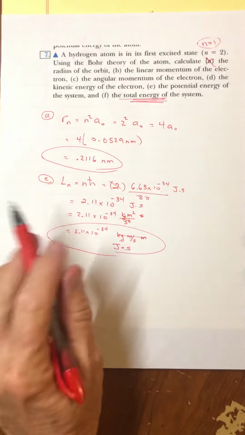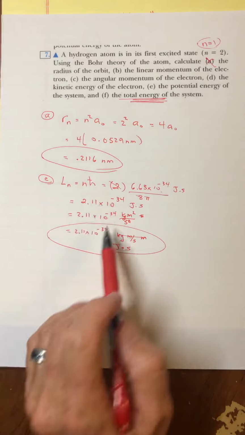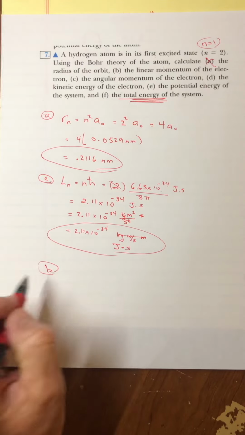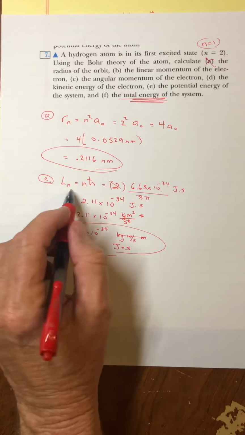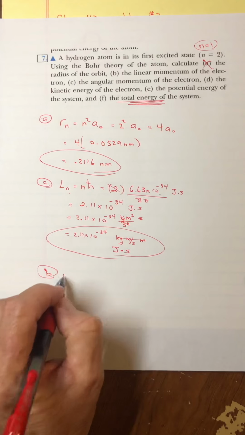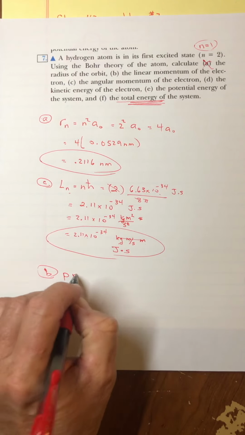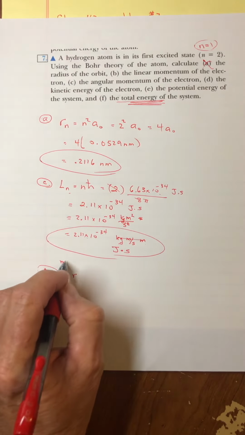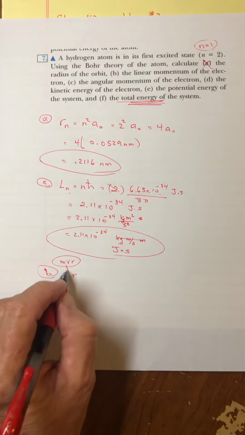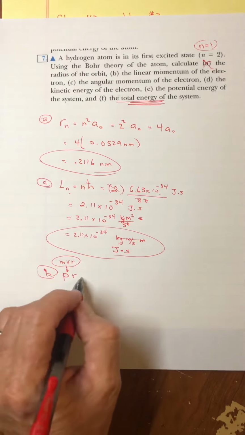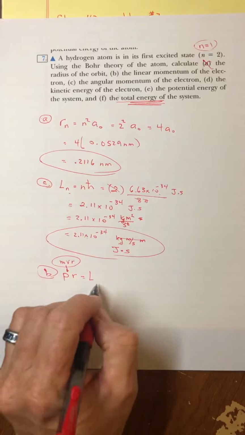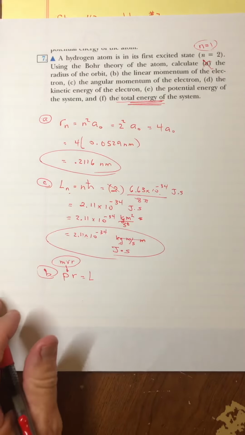Now, the reason I decided to do C first, not only was it easier, but we know then that angular momentum is linear momentum times the radius. That's the MVR for something going in a circle. And so that's the angular momentum.